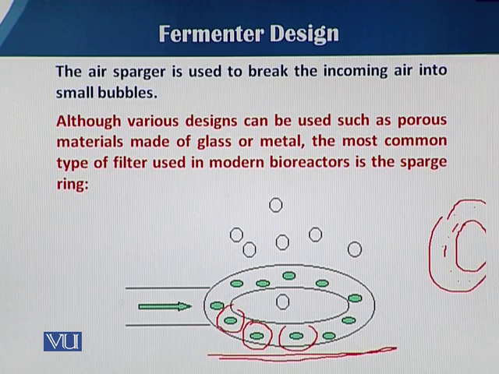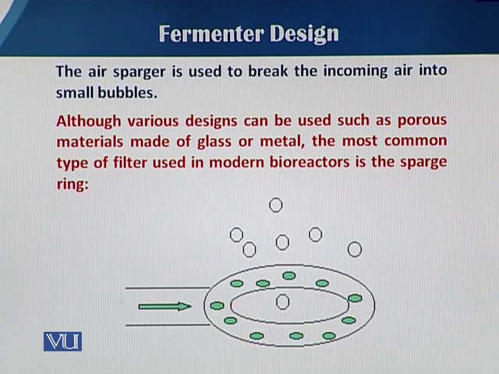In the case of a porous sparger, sometimes the sparger is slit-like. So there are different types. We can say that the sparger is basically the device that controls the bubble size.